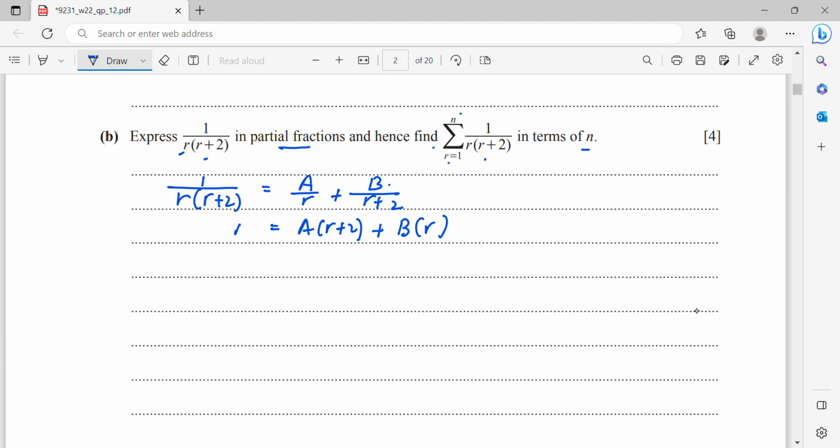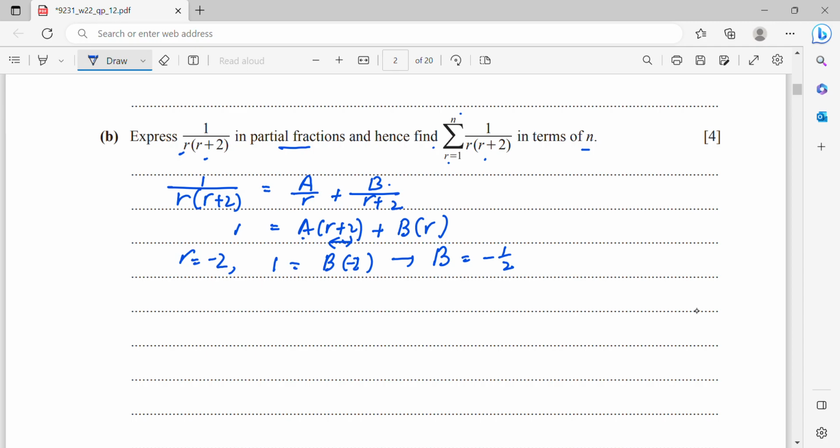Now, to find A and B, let the factor be 0. When I let r + 2 be 0, my r will be minus 2. So 1 equals, since r + 2 equals 0, 0 times A will be 0. Therefore, we can find B. So B times minus 2 gives 1, therefore my B is negative half.